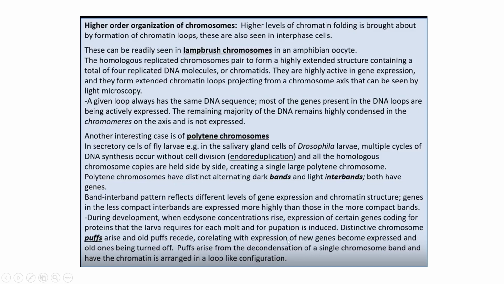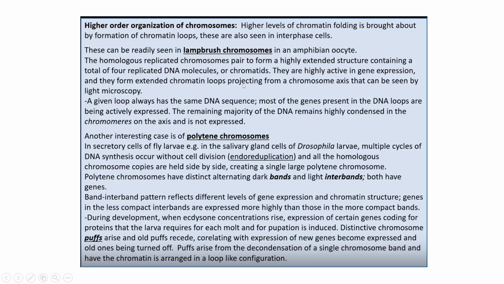So a puff arises from the decondensation of a single chromosome band. The DNA which was previously condensed will decondense at the developmental stage, and the puff will arise again. So this puff is dynamic. At one stage, at some DNA region, there will be puff formation, and at another stage of development, at other DNA sequences, there will be puff formation. So this is how gene expression is regulated by different degrees of chromatin organization.